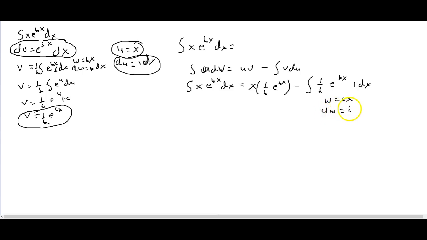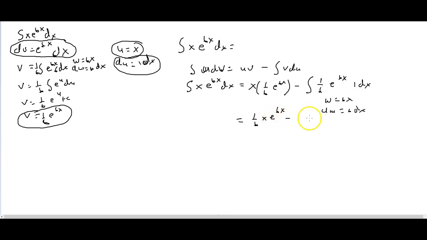dw therefore equals 6 dx. That looks good. I'm all set up. I'm ready to go. So now I'm going to go ahead and integrate this again, and I get, I'm going to clean this up while I'm at it. I got 1/6 x e to the 6x. Hard to read that.